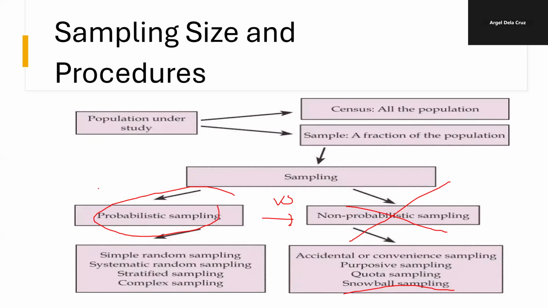So, magiging non-probabilistic na siya. Hindi na siya yung representative. Representative pa rin siya in a way, pero hindi siya yung representative ng research population mo. Di ba? Kasi nga may bias siya. Okay? So, yun po yung na-avoid natin dito.